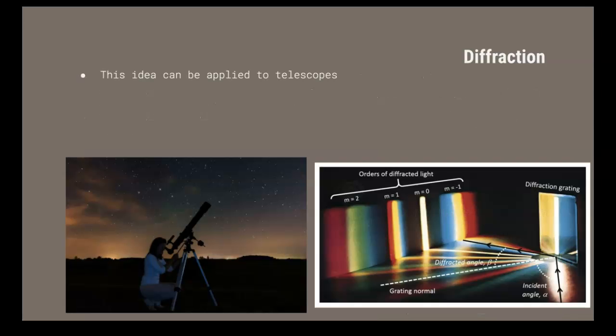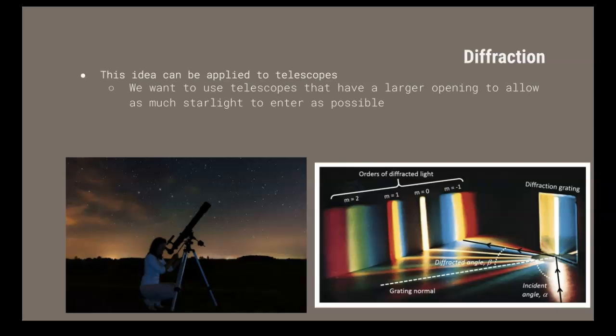So we can use this idea of diffraction when we're talking about telescopes. That's why we make sure that we have a really large opening in a telescope so that we can allow as much light in from the universe so that we don't have as much diffraction happening.